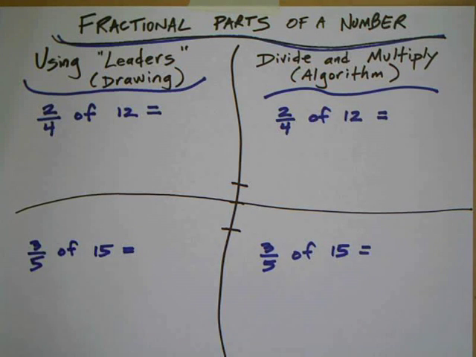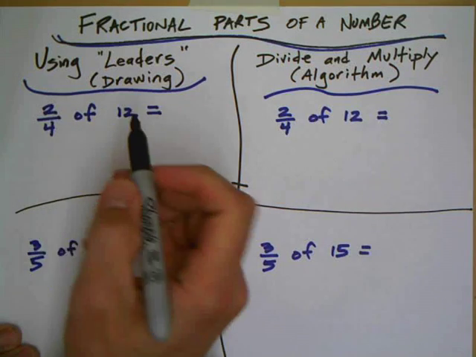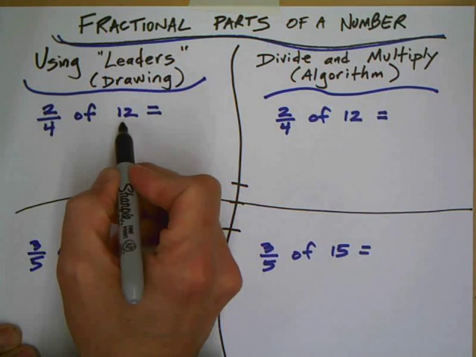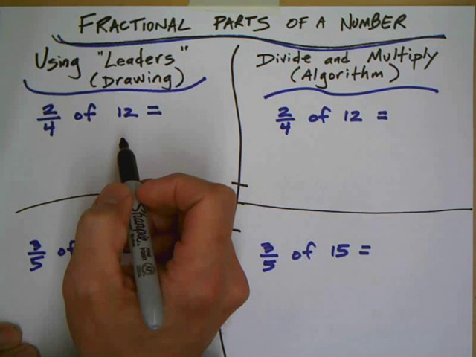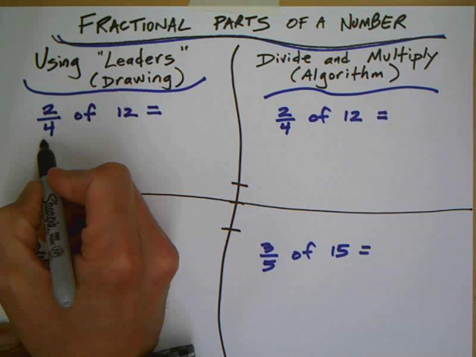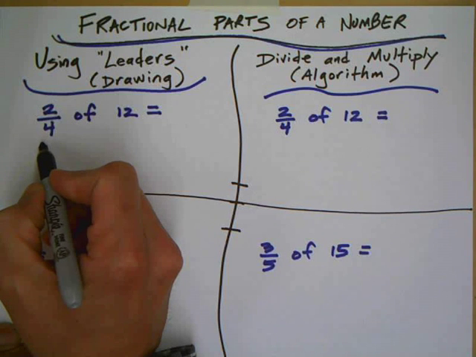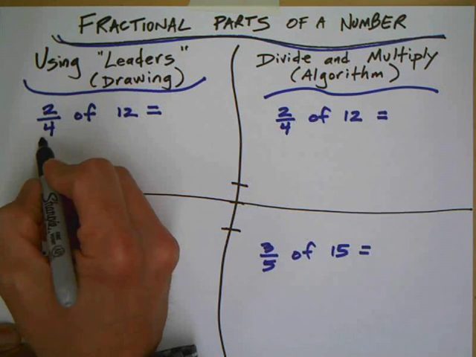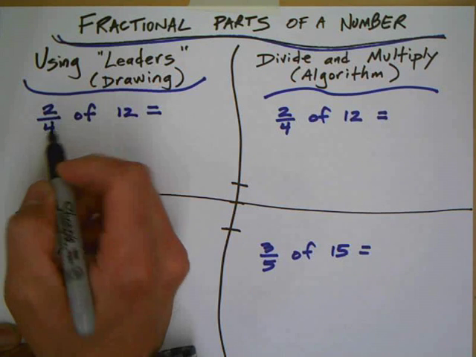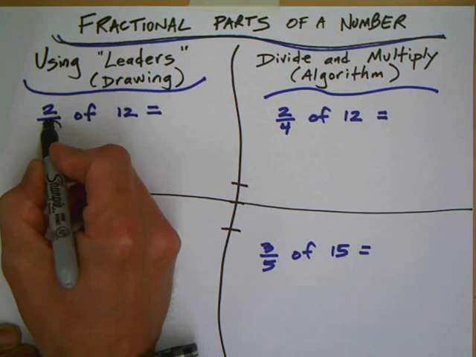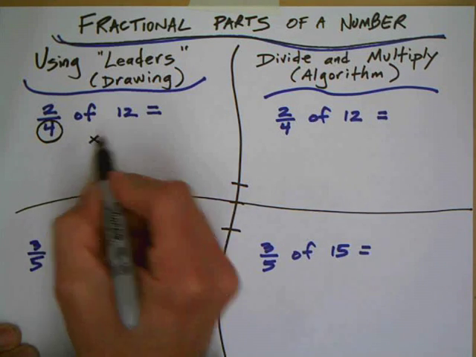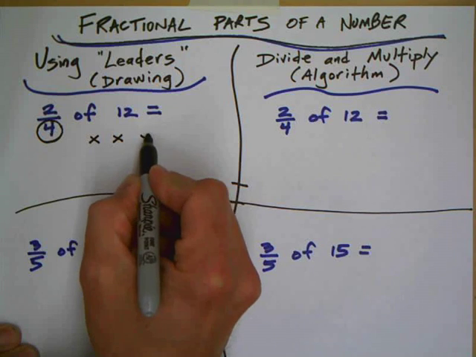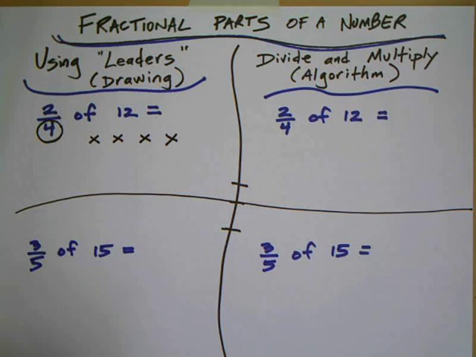So we start here on the left using the leaders. What you need to keep in mind is 12 is the total number of objects that you're trying to find the fractional part of. This denominator right here, these are the equal groups that you are trying to make, and I like to call these the leaders. So if I look at this denominator here, I see there are 4 equal groups. So I'm going to make 4 x's, and these are going to be the leaders of their respective groups.